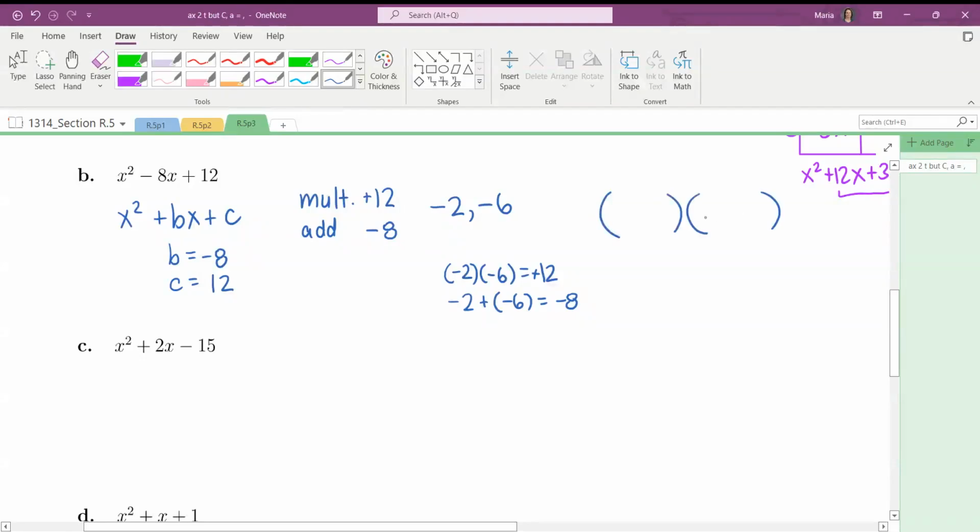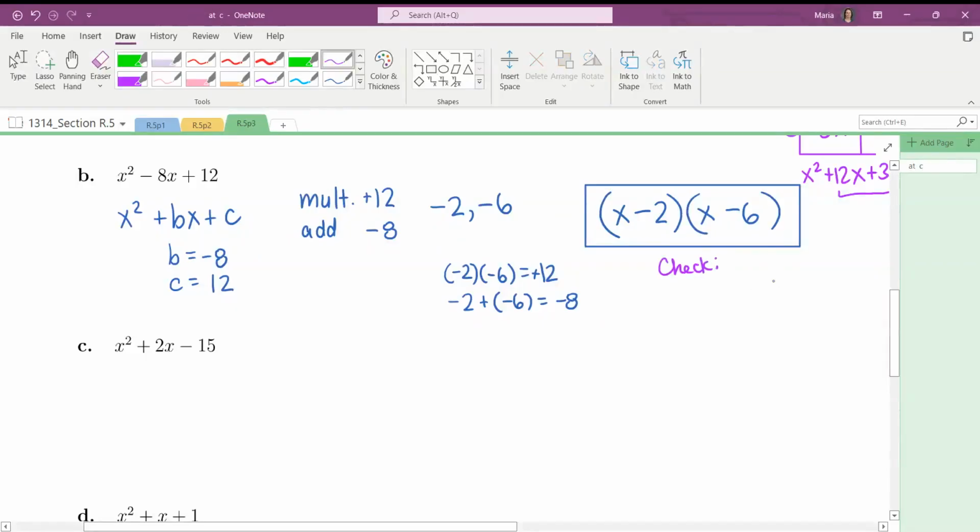So set it up. You want something times something. The x squared is going to break down into x times x. And you're going to use these two numbers, the -2 and the -6, to do your factorization. So here it is. We're done. Again, if I box this out, I will be able to check that I'm correct.